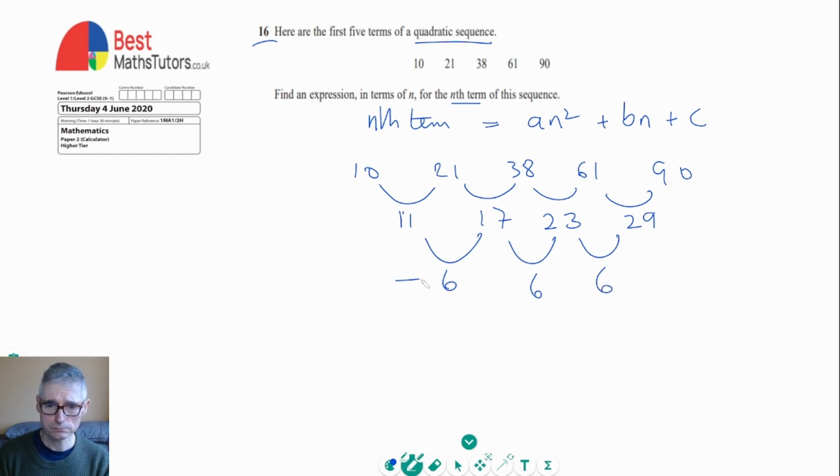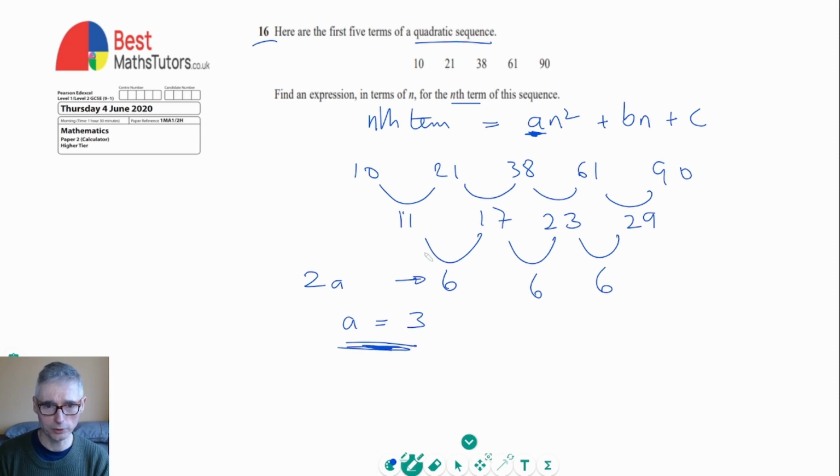And whatever that number is, provided it's the same number all the way along, then actually that's equal to twice whatever a is. To find the coefficient there, we know that 2a equals 6, so actually we've got that a is equal to 3 because we're just dividing by 2. So we've got part of it now.